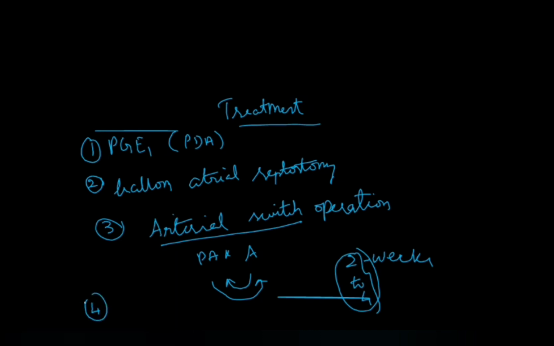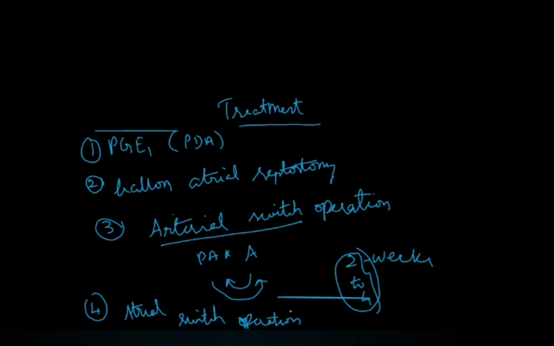If the surgery is not done in the first 2 months of birth, the last option is the atrial switch operation. The problem with atrial switch operation is that patients undergoing this surgery can have arrhythmias and conduction defects. So this is not recommended.